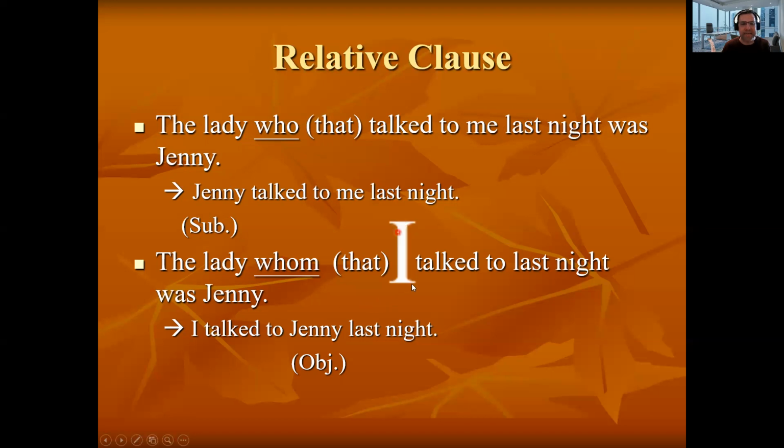Because I did the talking. The lady didn't do the talking, I did. So therefore, the lady whom I talked to last night was Jenny. I use whom because the lady did not do the action. If the lady had done the action, like up in the first sentence, I would say who. But because the lady did not do the action in the second sentence, I use whom.